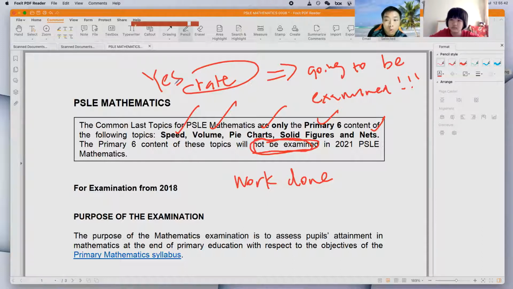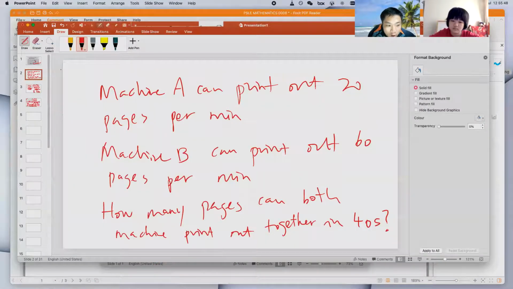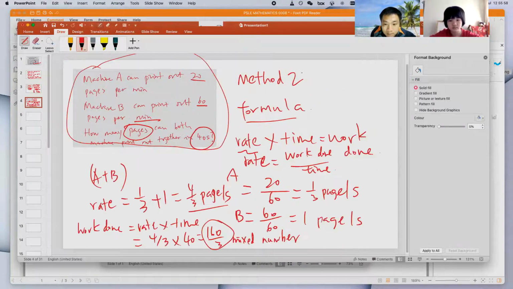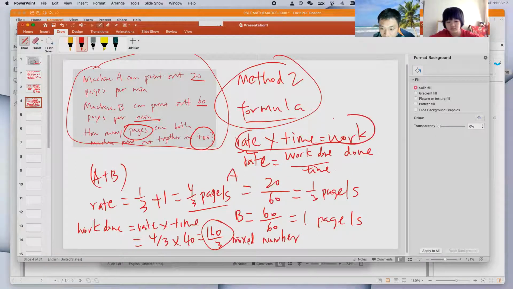So you better know the formula. And by the way, method 1 is proportionality, and method 2 is the formula. I don't think it's a big ask for you to know these two methods. I have shared this with Nancy, and Nancy also doesn't think this is a big ask. The formula is just this: rate times time is equal to work done.